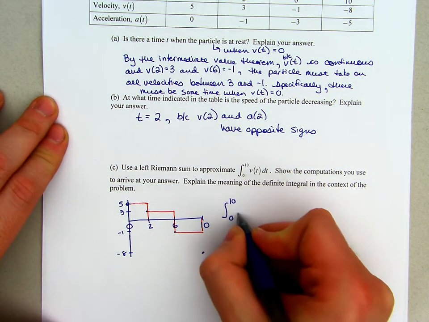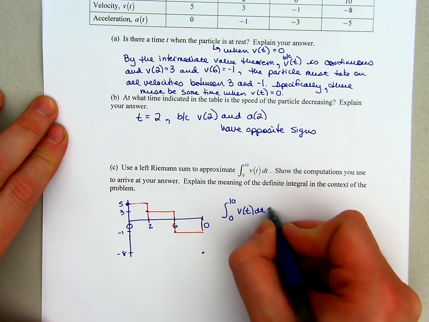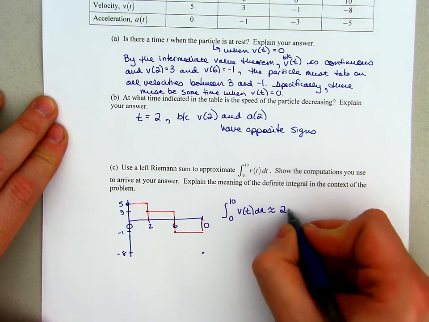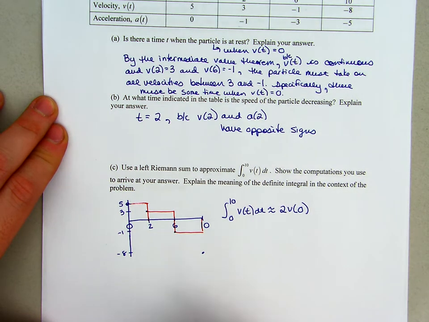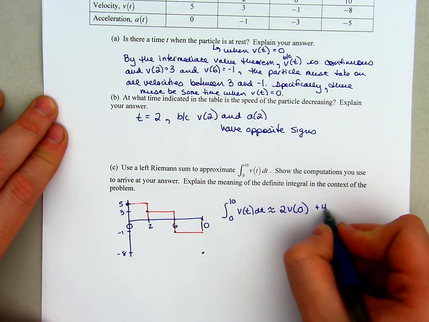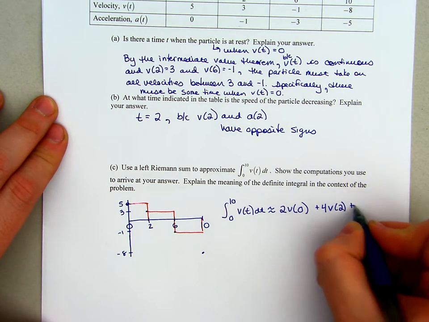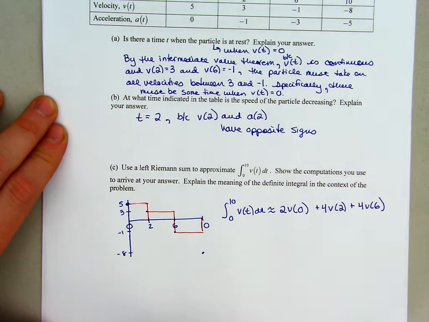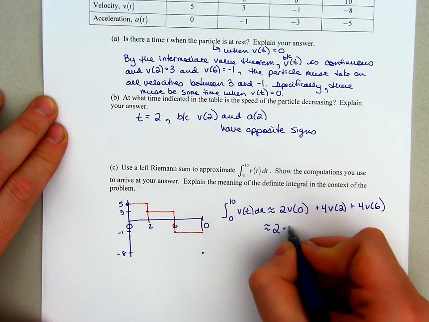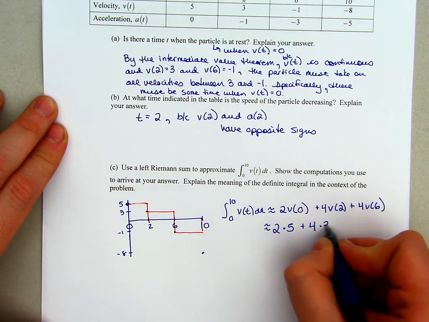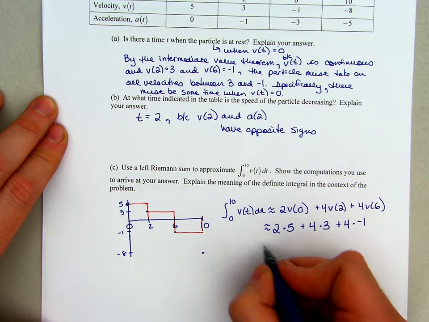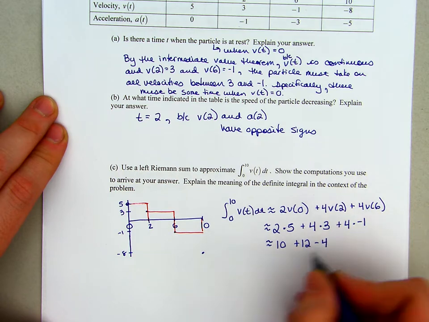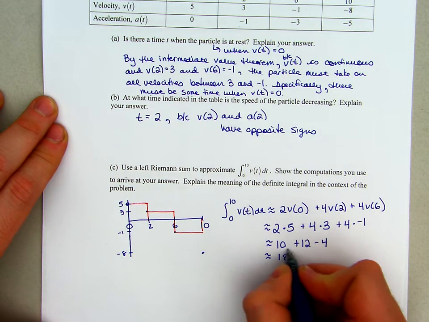The integral from 0 to 10 of v of t dt is going to be approximately, well, the base of my first rectangle is 2, and the height, I'm just going to say v of 0 for right now. The second rectangle has a base of 4 and a height of v of 2, and the third rectangle has a base of 4 and a height of v of 6. This gives me 2 times 5 plus 4 times 3 plus 4 times -1. That's 10 plus 12 minus 4, 22 minus 4, that's 18.